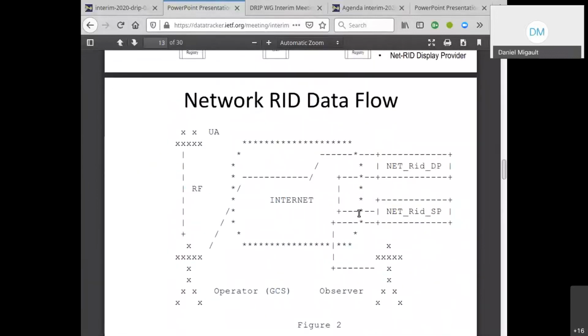Okay, this is one of the pieces of ASCII art that Andre provided. It just shows that the network grid data flow may or may not start with the unmanned aircraft, although there is definitely information flow back and forth between the unmanned aircraft and its operator. But then basically network grid starts with the operator's ground control station, flows through the internet to the network grid. Oops, got to make a correction here. Flows from the operator to the service provider, from the service provider to the display provider, from the display provider to the observer. So I just got to change DP and SP. I got to flip those labels. Next slide.